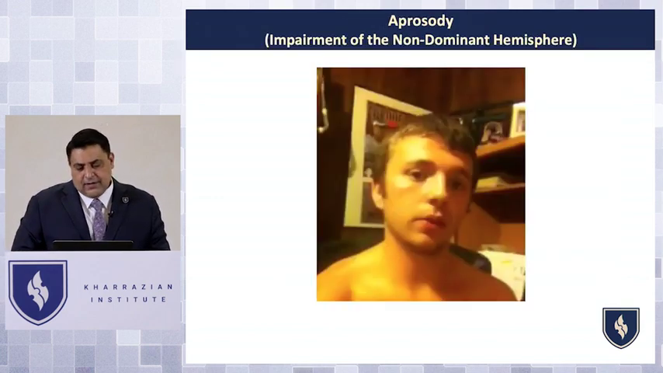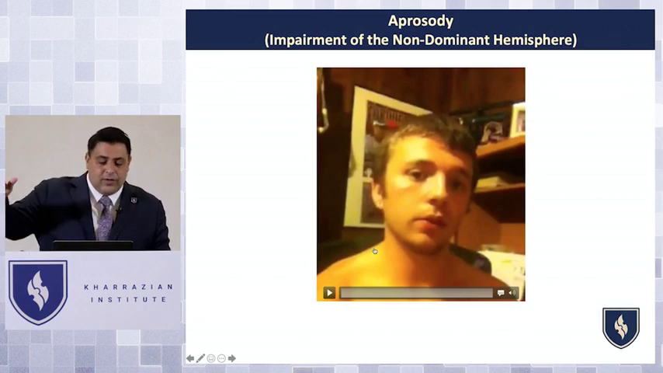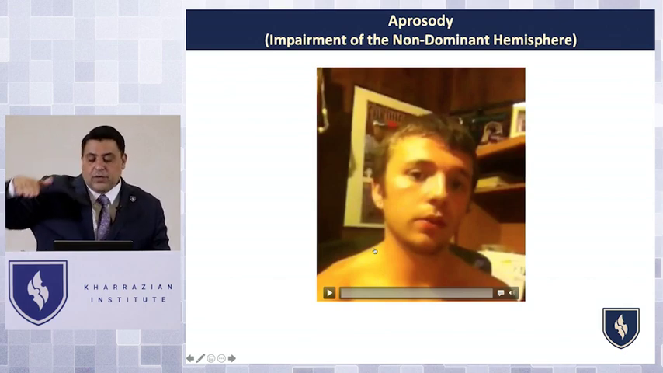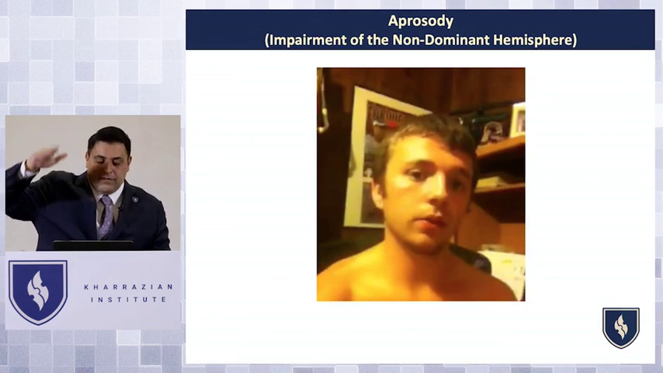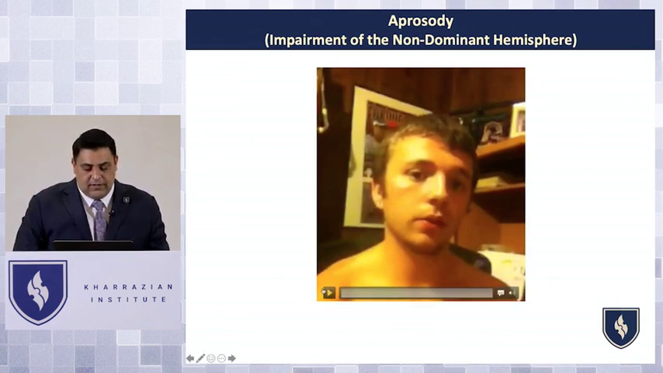Another key feature is aprosody, which happens when the right, or non-dominant, frontal lobe, which is usually the right in 97% of the population, is involved, and they just have no fluctuation of their voice. There's no difference in pitch. It's just very monotone speech.